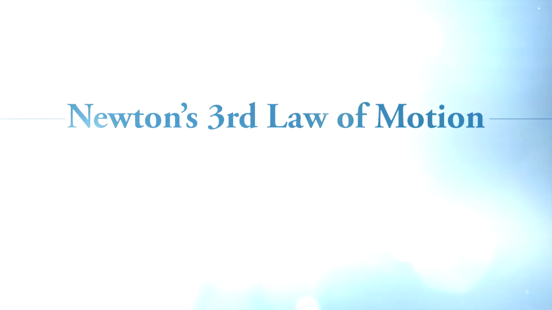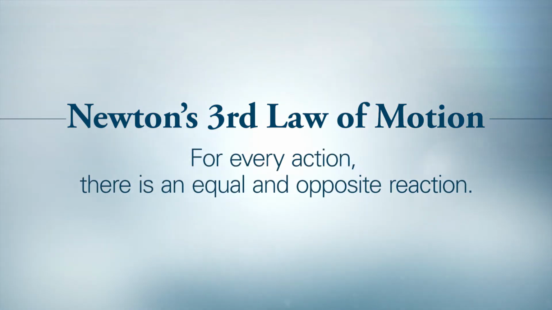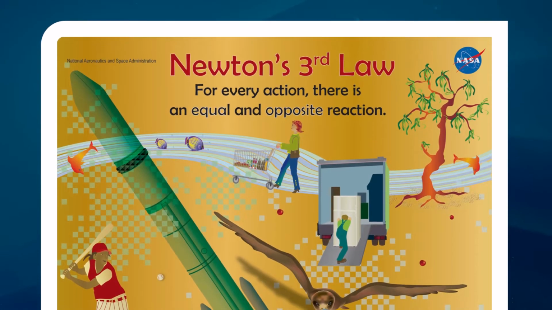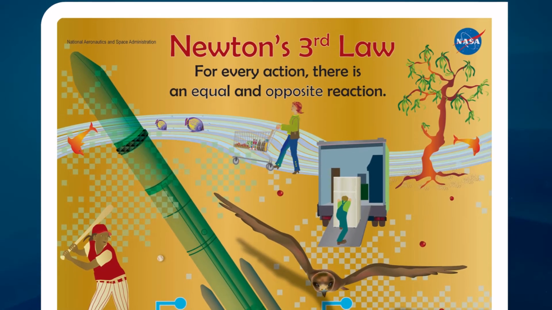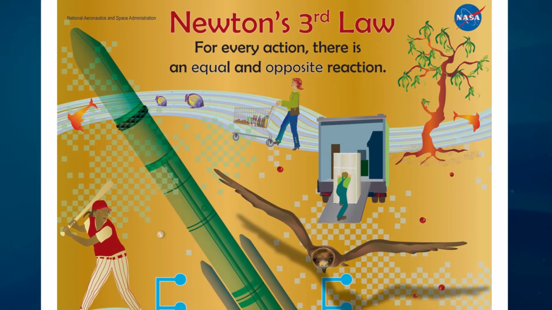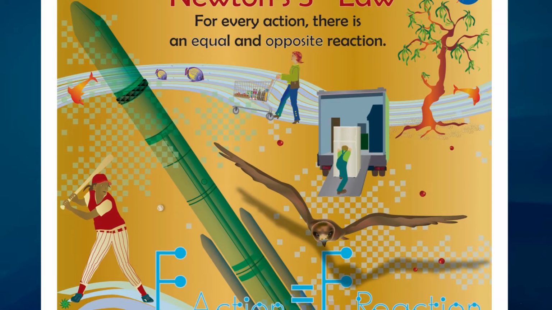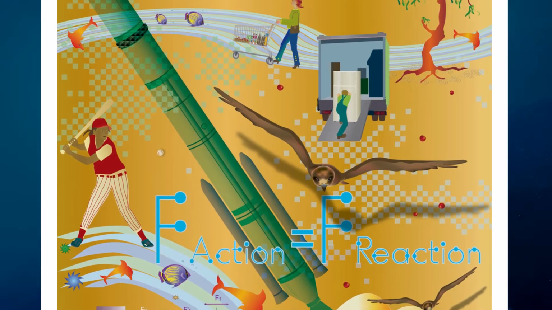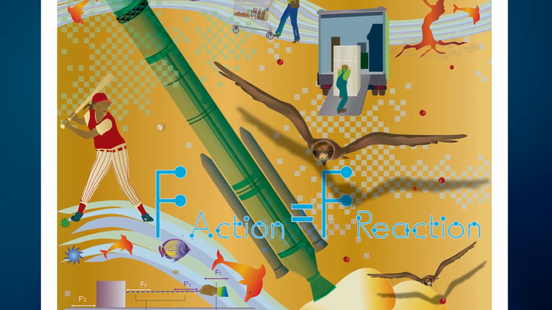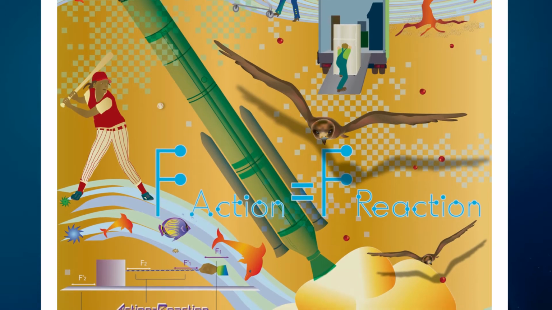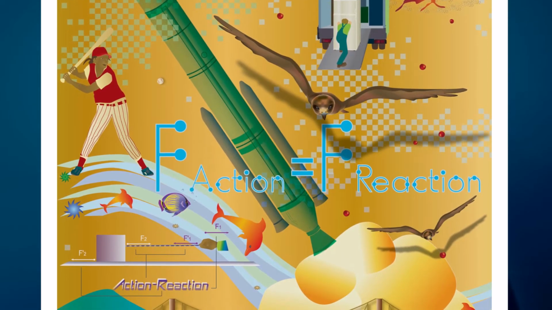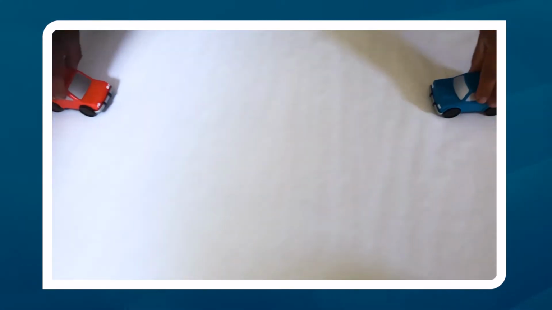Newton's third law is, for every action, there is an equal and opposite reaction. This statement means that in every interaction, there is a pair of forces acting on the two interacting objects. The size of the force on the first object equals the size of the force on the second object. The direction of the force on the first object is opposite to the direction of the force on the second object. Forces always come in pairs: equal and opposite action, reaction, force pairs.